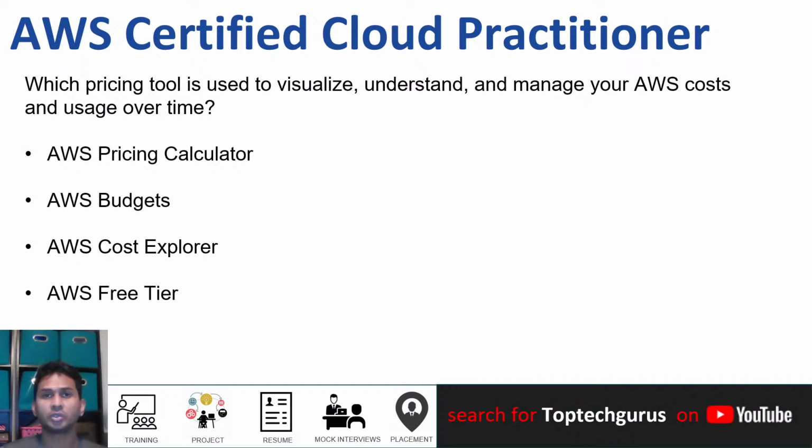Which pricing tool is used to visualize, understand, and manage your AWS cost and usage over time? So if you want to visualize and understand your usage over time, when you see the phrase over time, I think it's pretty simple for us to choose what it is. But let's look at the other options. With the AWS Pricing Calculator, you could actually create an estimate. You could estimate how much you're going to use in the future.